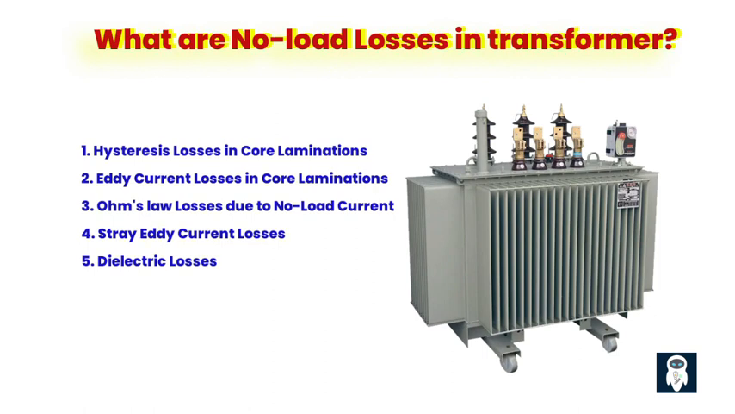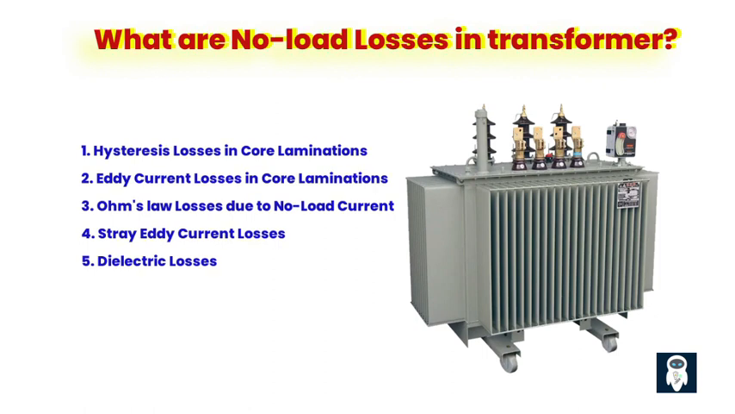What are no-load losses in a transformer? No-load losses, also known as core losses or iron losses, are an important aspect of transformer operation. They refer to the power losses that occur in a transformer's magnetic core when it is energized without any load connected to its secondary winding. These losses are independent of the load current and primarily arise from the operation of the core itself. No-load losses do not vary according to the loading on the transformer.